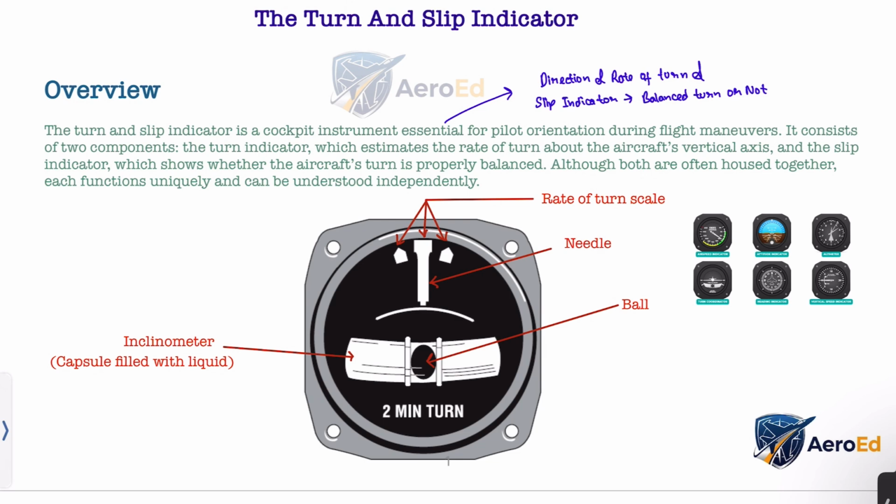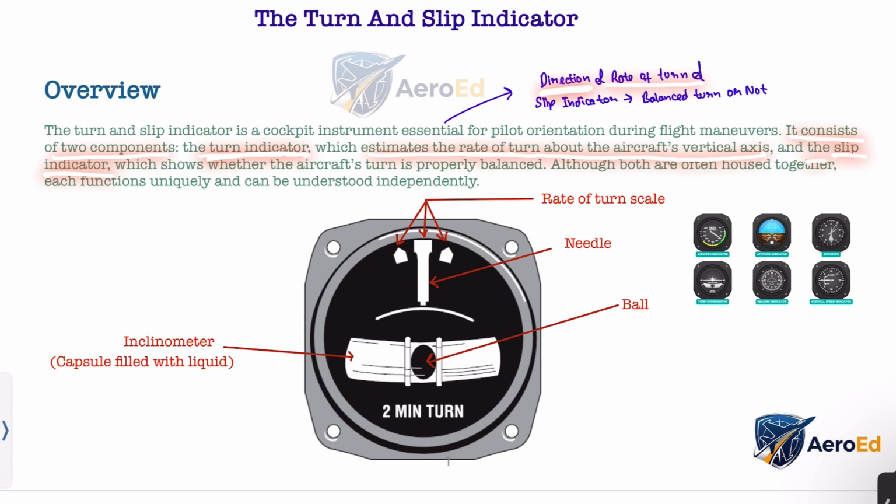So basically, the turn and slip indicator consists of two components. The first one is the turn indicator and the other one is the slip indicator. So let's now talk about the turn indicator. It estimates the rate of turn about the aircraft's vertical axis. So the function of the turn indicator is to show us the rate at which the aircraft is turning and also the direction in which the aircraft is turning.